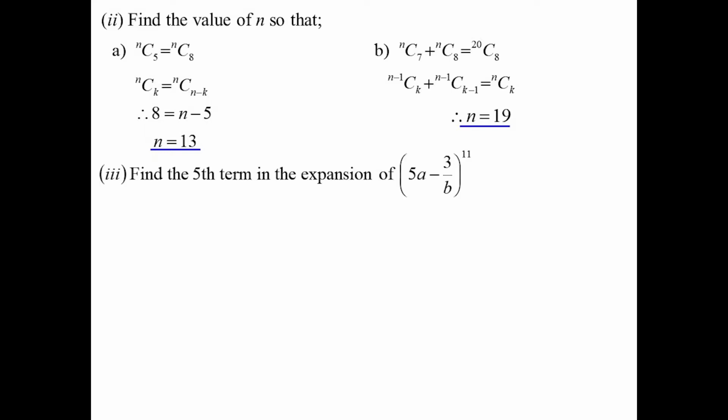We want to find the 5th term in this expansion. Well, I always start with the general term. And I call the general term T(k + 1). Because remember, k is going from 0 to n.